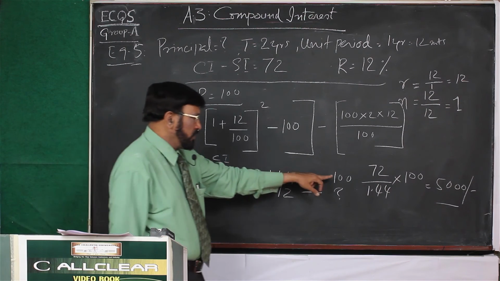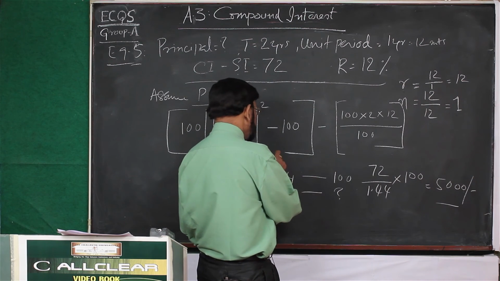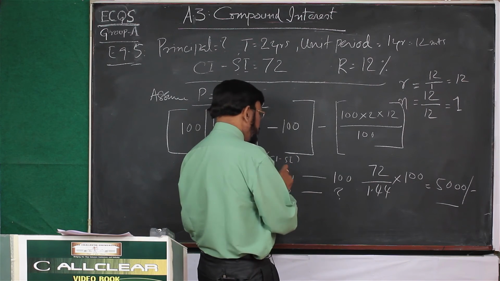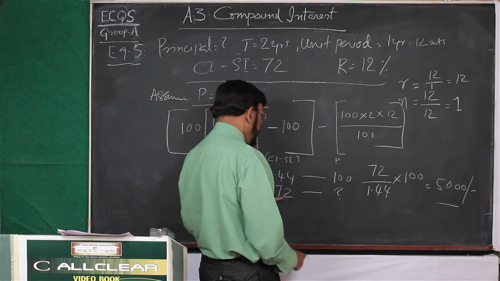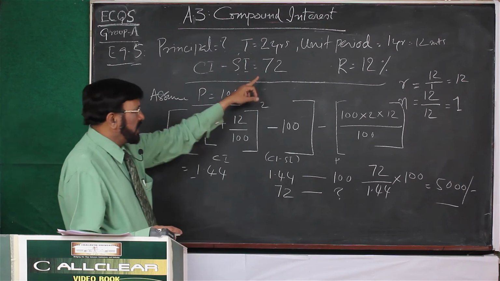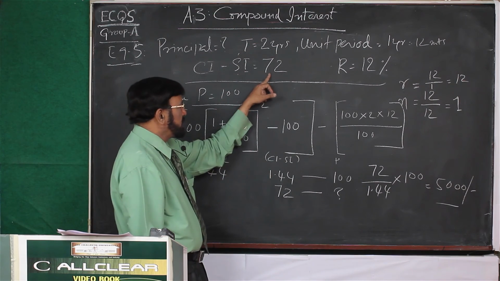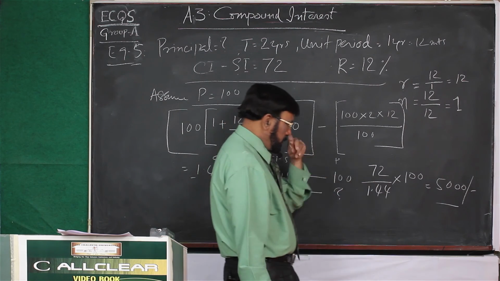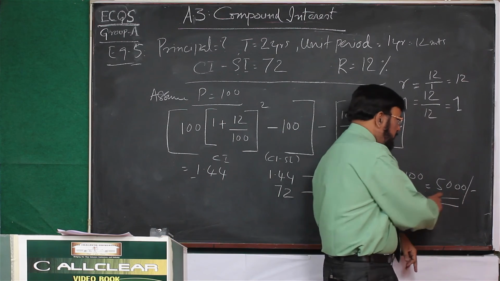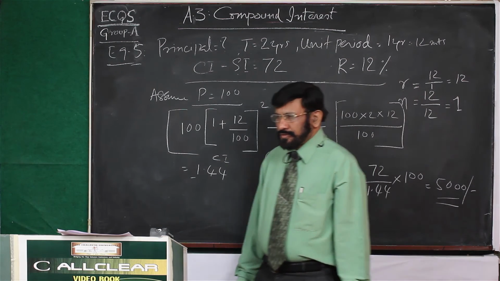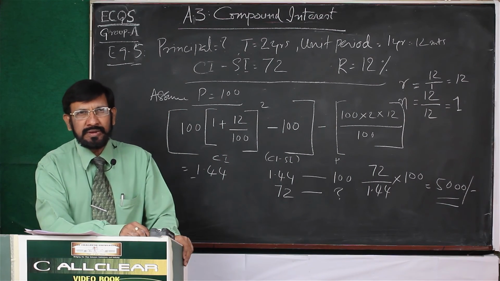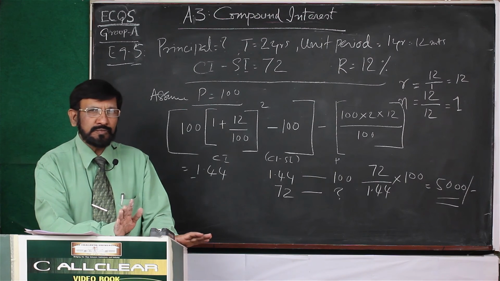Then P is equal to, this is the difference CI minus SI, and this is P, and the actual difference they have given between CI and SI is 72. How much is the P? Then you solve this, you can get 5,000 rupees. So in this manner, intricacies may be created in numerous models.